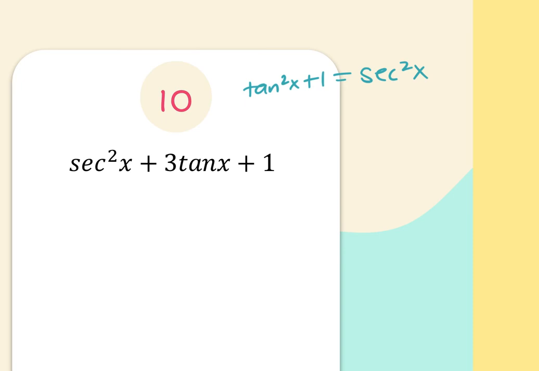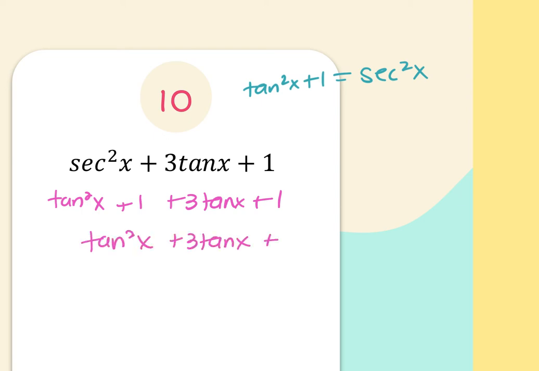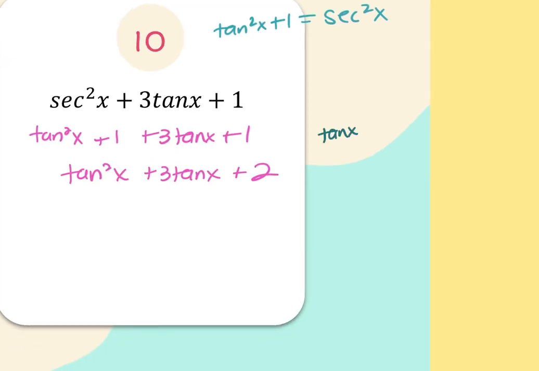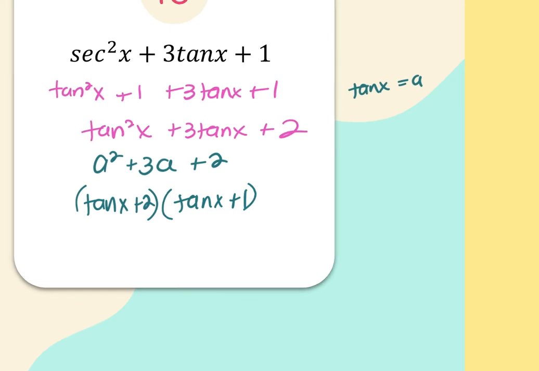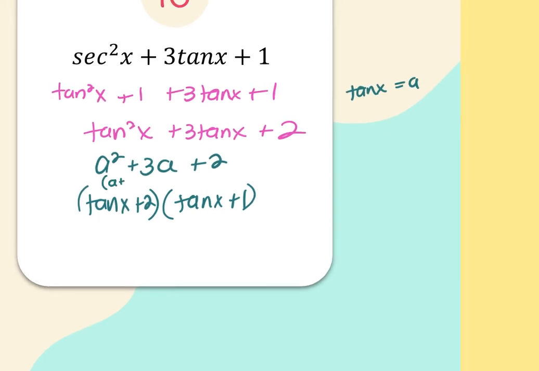So secant squared x gets replaced with tan squared x plus 1, plus 3 tan x plus 1. Group: tan squared x plus 3 tan x plus 2. If you want to simplify, I can make tan x equal my a. So this is a squared plus 3a plus 2. Factor it: it would have been a plus 2 and a plus 1, and then plug the tan back in. That's where your answer should be: tan of x plus 2 and tan of x plus 1.